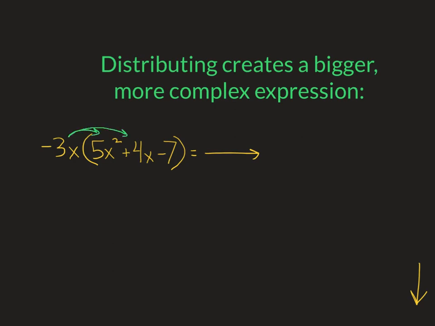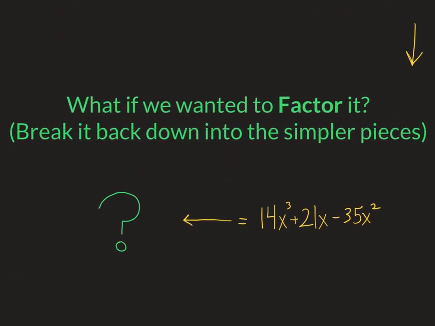We've got 3 terms on the inside, so I'm going to distribute 3 times, and I'm going to end up with that negative 15x cubed, negative 12x squared, and that positive 21x. The GCF factoring that we're going to learn is going to take this guy and go back the other direction. If I can get my app to work.